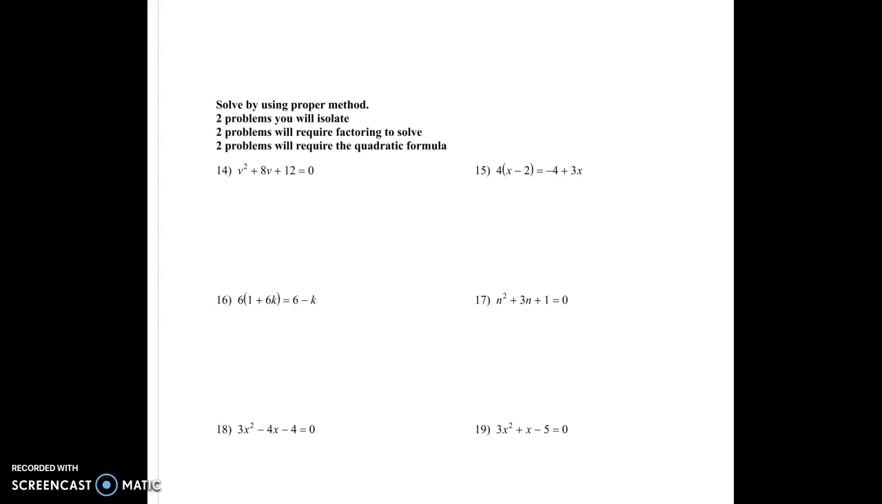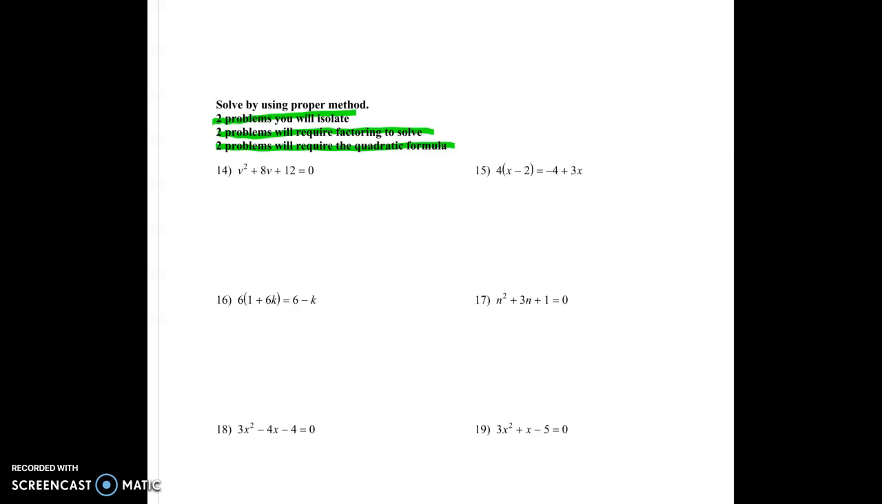So we've had a couple warm-ups where I've given you 3 problems. It's like that, except now you have 6. So in 2 of them you're going to isolate, like on the first 4. On the other 2 you're going to factor, like 5 through 8. And then you're going to have 2 more where you're going to use the quadratic formula. So I'm going to leave it up to you to see if you can figure that out.